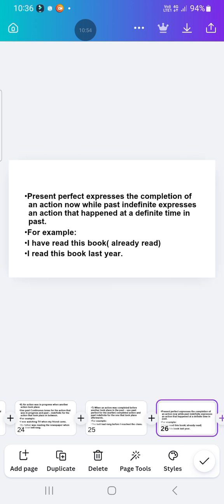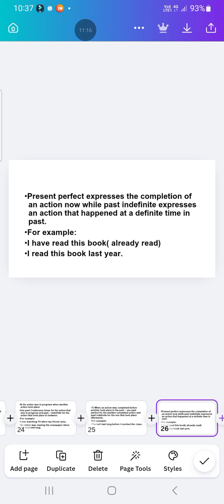Eighth, present perfect expresses the completion of an action now, while past indefinite expresses an action that happened at a definite time in the past. For example, I have read this book already. I read this book last year.